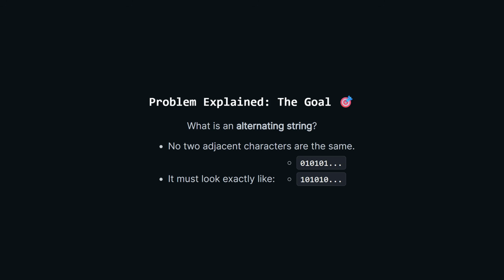So what exactly is an alternating string? It's pretty simple. It just means the characters flip back and forth between 0 and 1. There are only two ways this can look. Either it starts with a 0 and goes 0, 1, 0, 1, or it starts with a 1 and goes 1, 0, 1, 0. No two identical numbers can sit right next to each other.